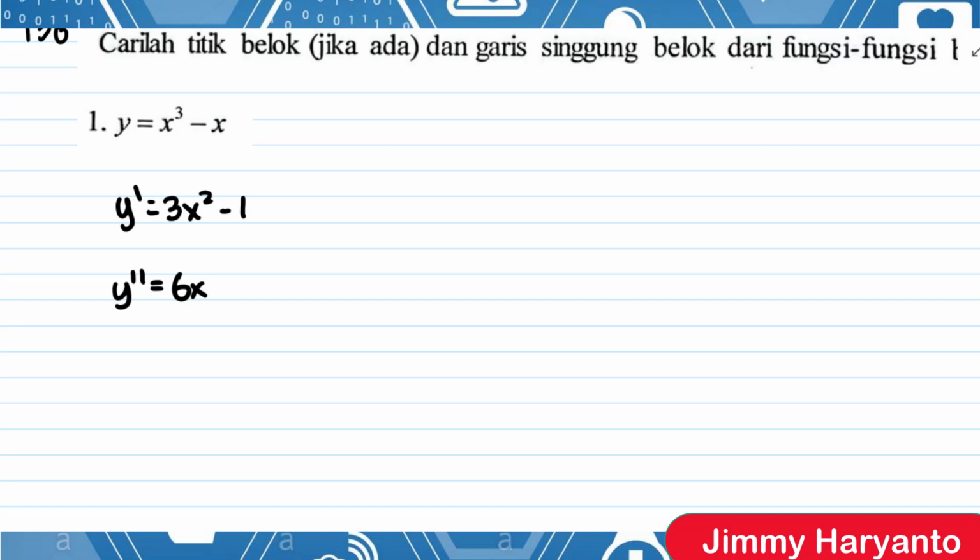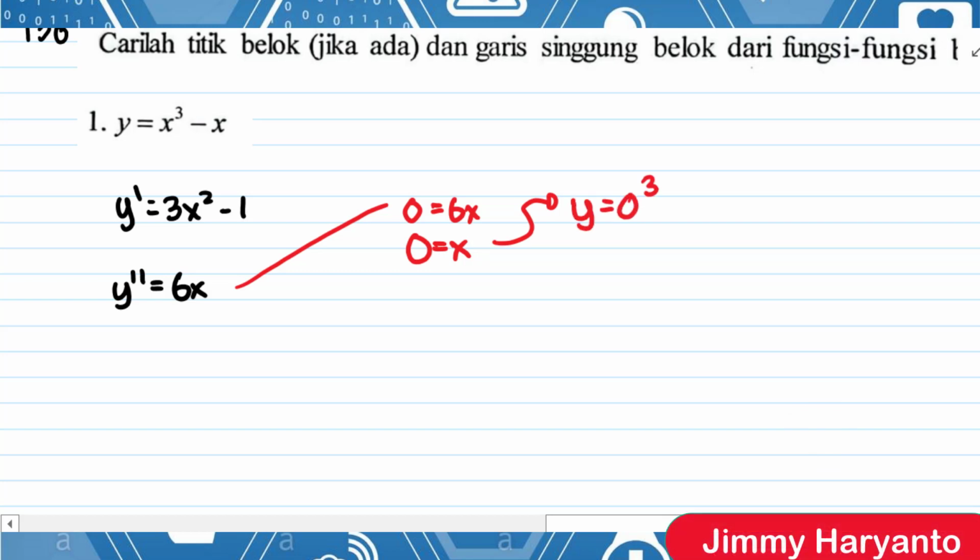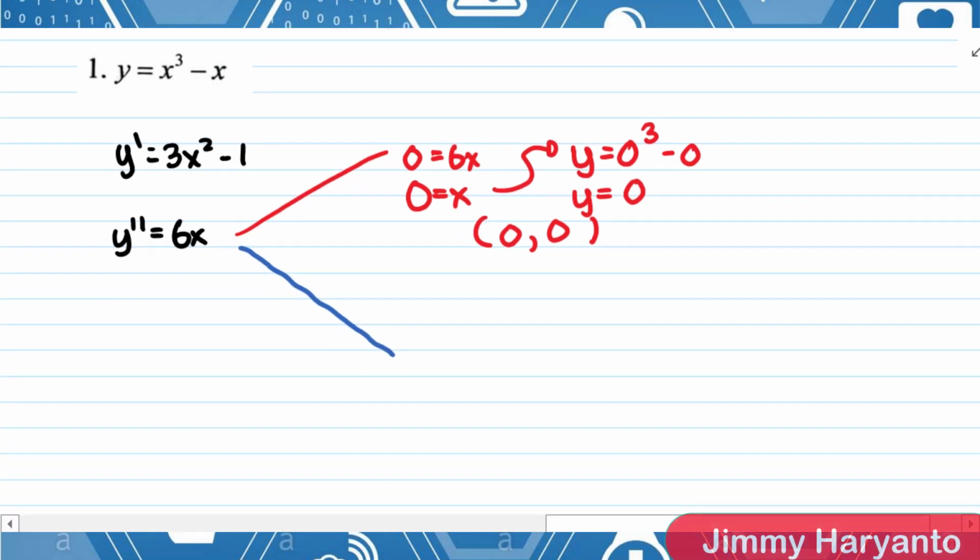And to find the titik belok, the first thing you have to do is to make the y double accent equals 0, ya. So you will have x equals 0. And then from x equals 0, you will have the value of y. Y equals 0 to the power of 3 minus 0, and the y will be 0. From this one, we have the point. And we don't know yet if the point is an inflection or not. So we have to use the next method to determine whether the point is inflection or not.